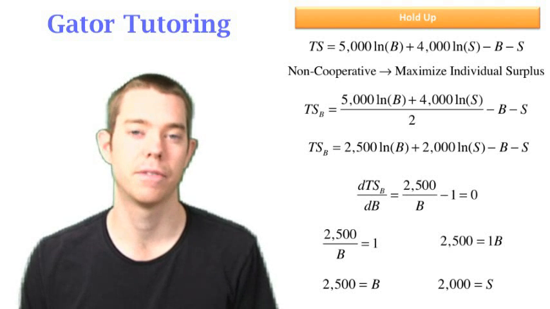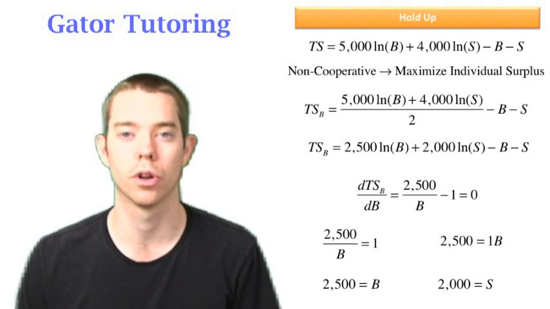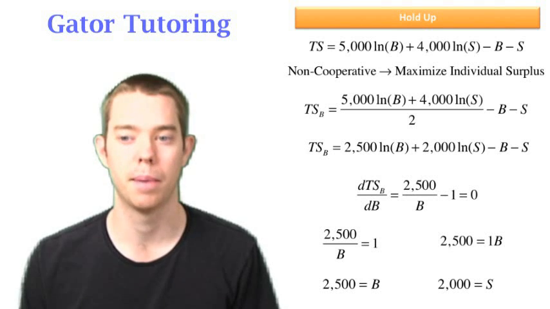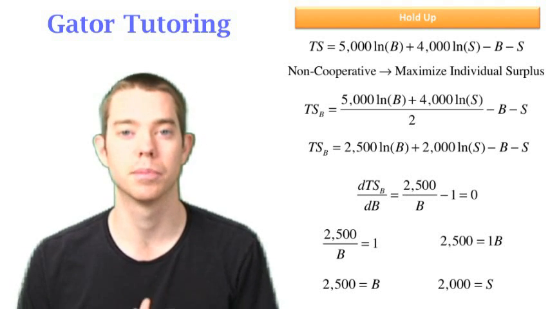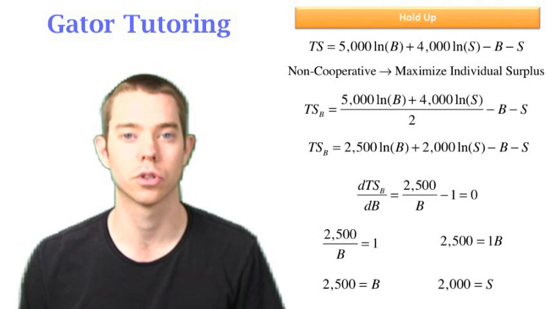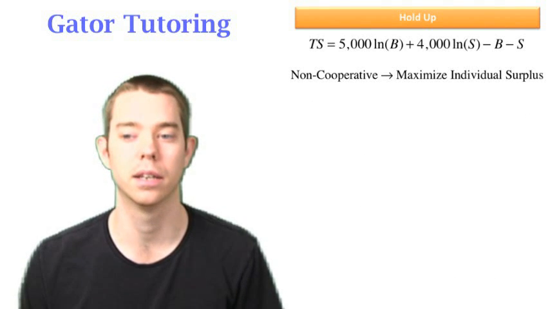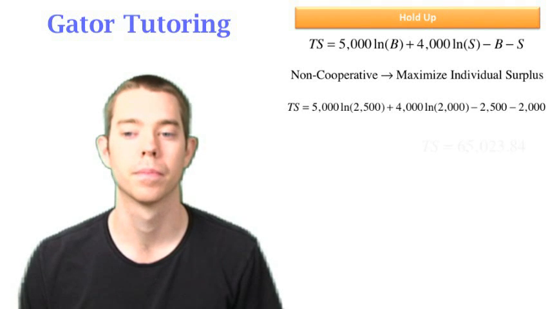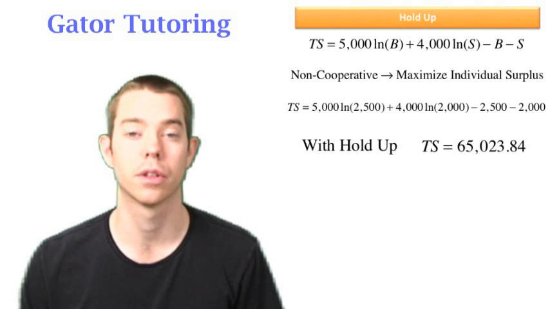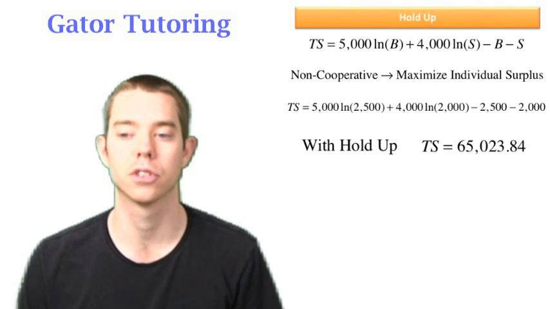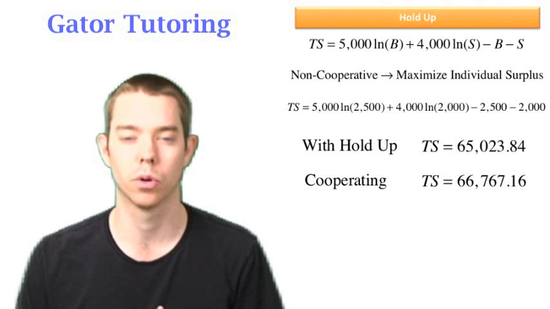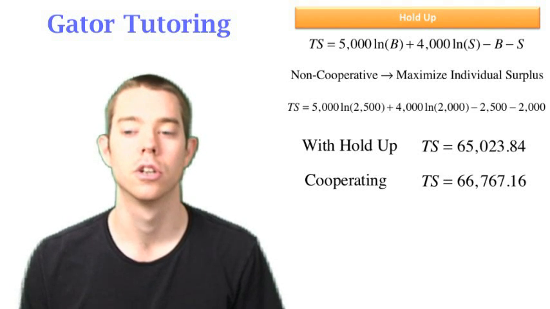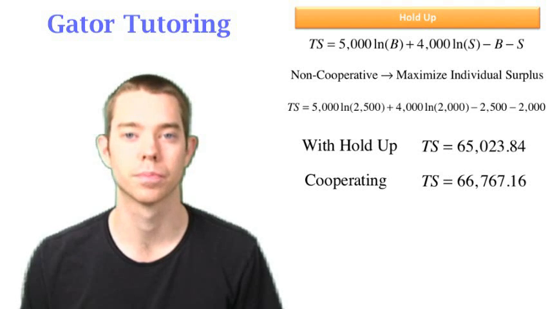But we see that they're investing half as much when there's the holdup problem. When they're both maximizing individual surplus, they're thinking the other guy's going to underinvest. It leads them to underinvest, and we're going to see that that's going to hurt total surplus. So we need to plug that back into our total surplus line and solve for total surplus. Again, this is with holdup, and we get it to be $65,023.84. This question was just asking us the difference between total surplus with holdup and without holdup. So we just want to find the difference in those two numbers, and that'll be our answer.